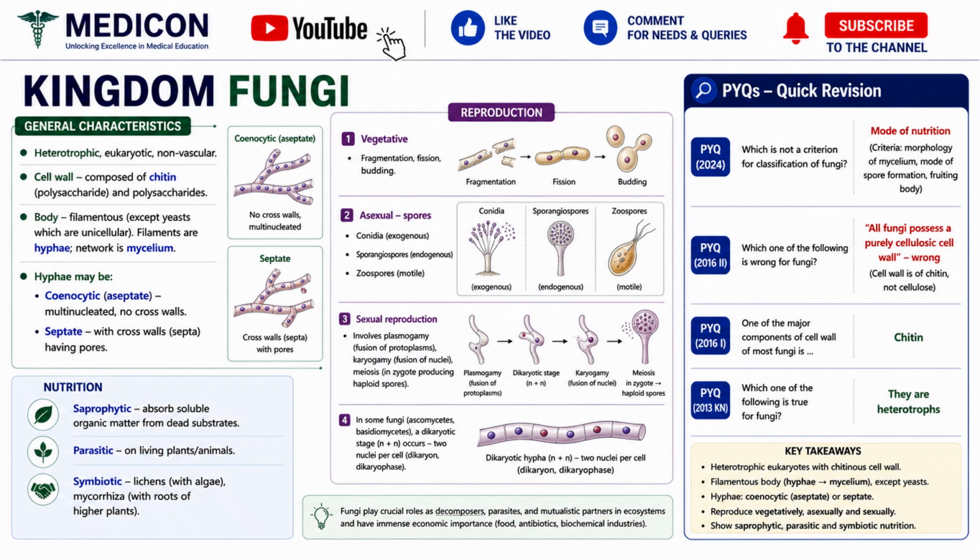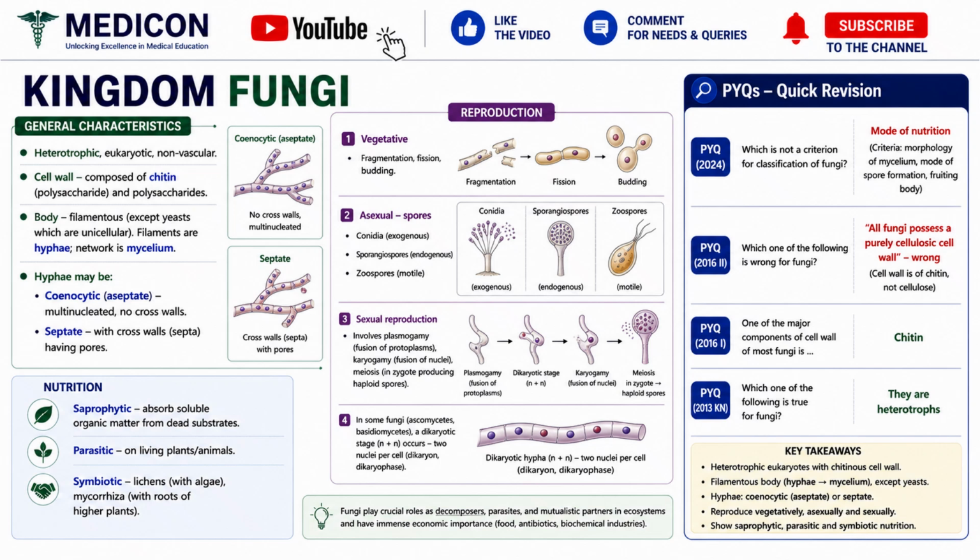Asexual reproduction is through conidia, which are exogenous, sporangiospores, which are endogenous, and zoospores, which are motile. So conidia are exogenous, those spores are formed outside, and in sporangiospores the spores are present inside, as endospores. Then the third type is zoospores. It means they are motile, they have flagella-like structures also, you can see in the diagram.